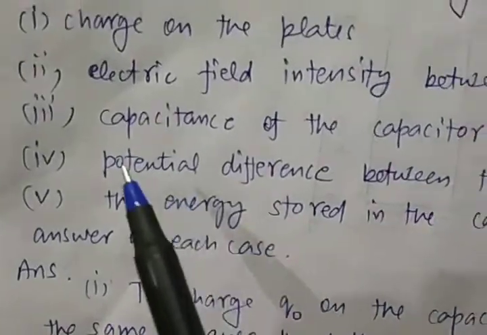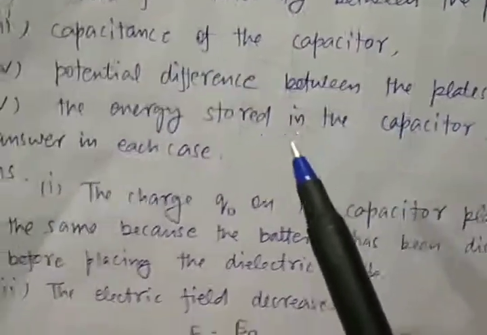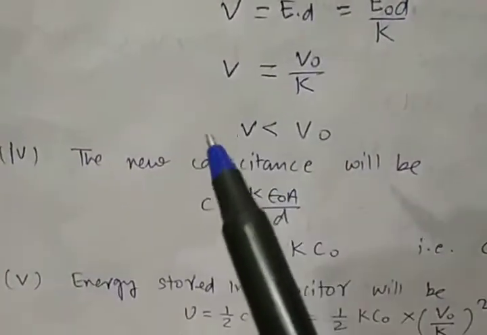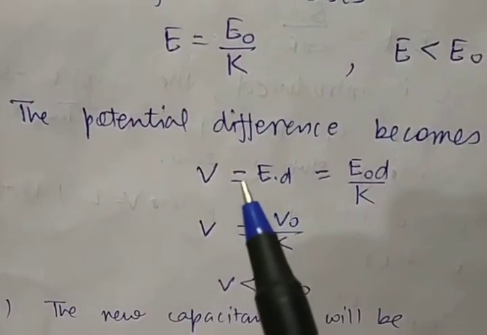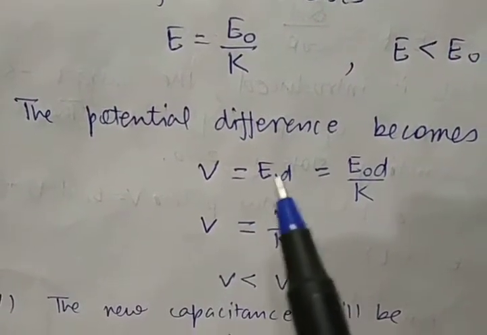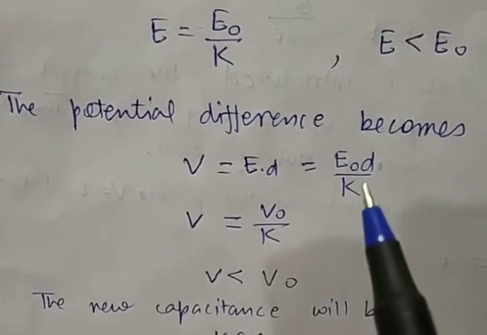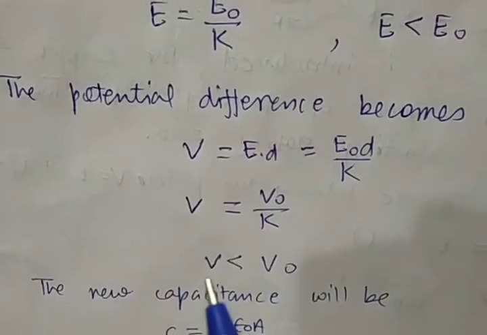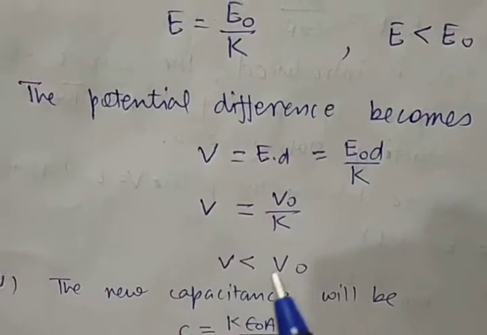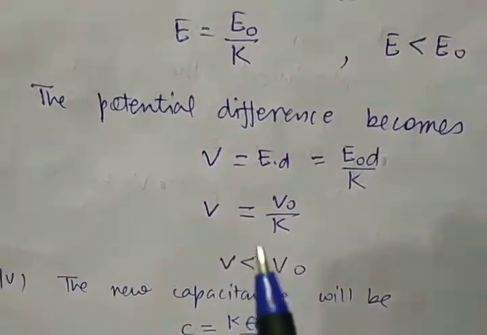Then we see the potential difference between the plates. The potential difference is related to E into d, because the electric field intensity is given as V upon d. So E naught upon K into d gives V naught upon K, and K is greater than 1, so the potential difference across the plates of the capacitor decreases.